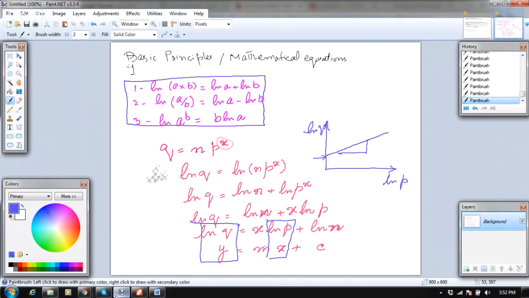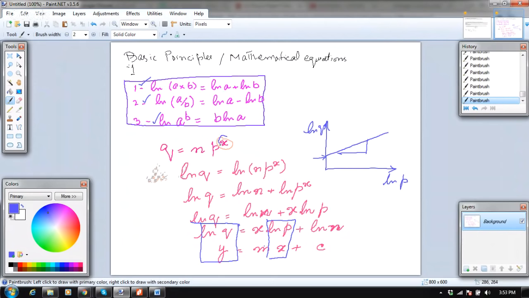When we start with the log functions, log a into b is equal to log a plus log b. Log a by b is equal to log a minus log b. Log a power b is b log a. So normally we use these three equations, this one and this one and this one.